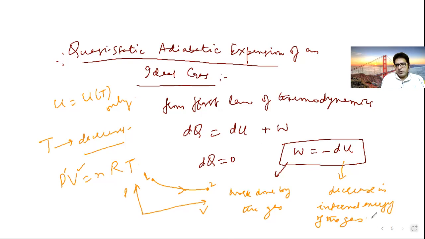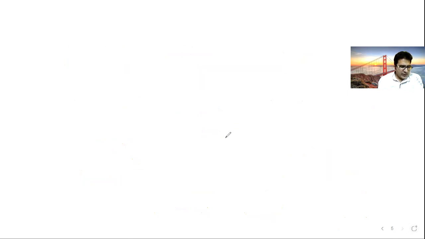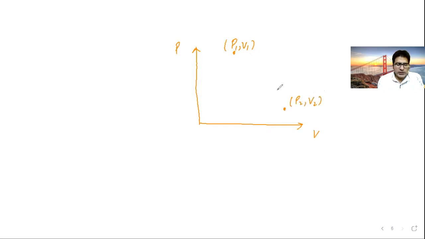I will now want to calculate the expression for the work done by an ideal gas during an adiabatic expansion. First, I will draw a PV diagram. Then I will find the expression for the work. So my PV diagram is like this. This is P, this is V. Now I want to take the ideal gas from state P1, V1 to state P2, V2, right? Along this adiabatic path.